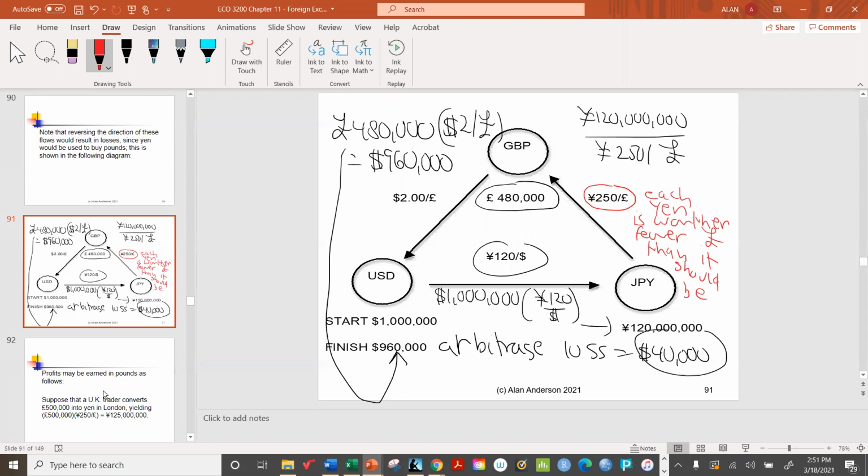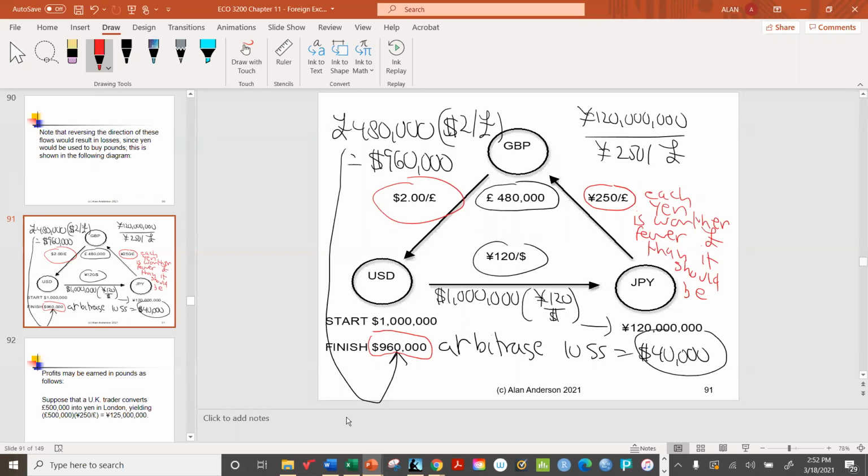In other words, I'm buying something that's too expensive, by which I mean pounds, and I'm selling something which is too cheap. So I'm doing the opposite of what I should be doing. And you'll see right away, look at this. I've only got 480,000 pounds. And at that exchange rate of $2 per pound, oh no, look what happened. I've only got $960,000. I blew it because I've lost $40,000. So I either won't get a bonus this year or I might get fired because I screwed it up. I went the wrong direction.